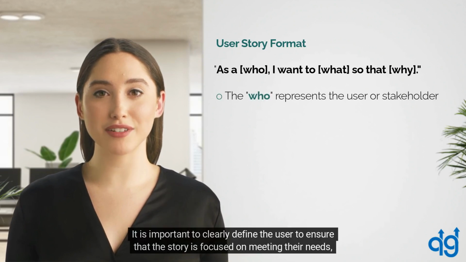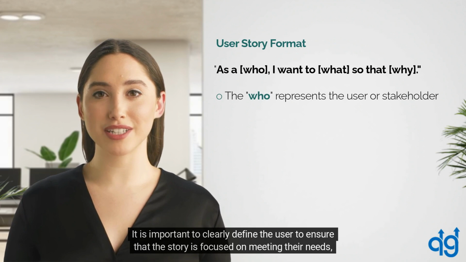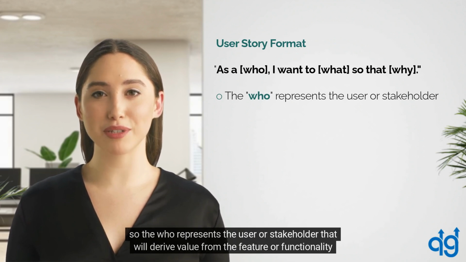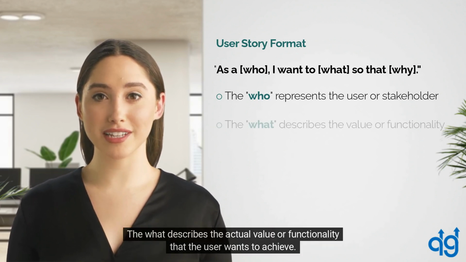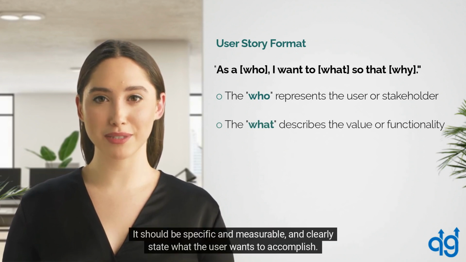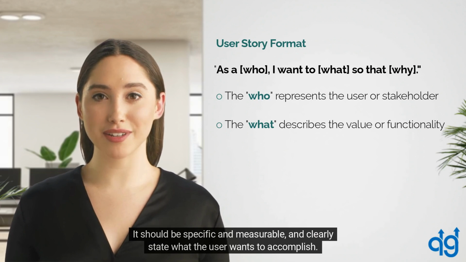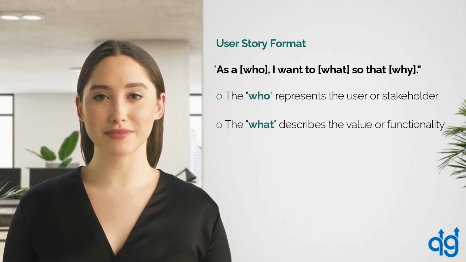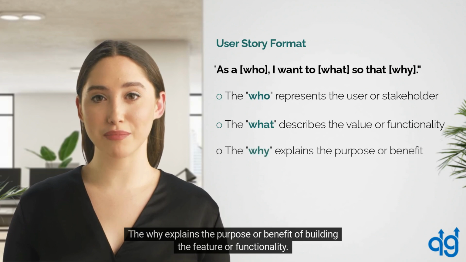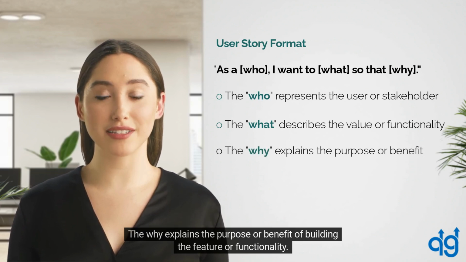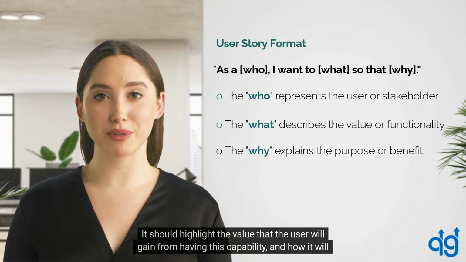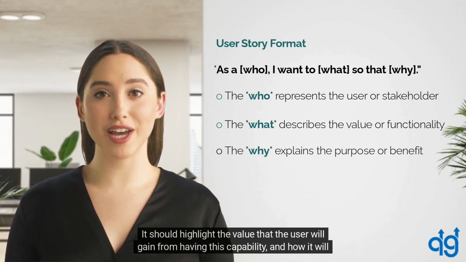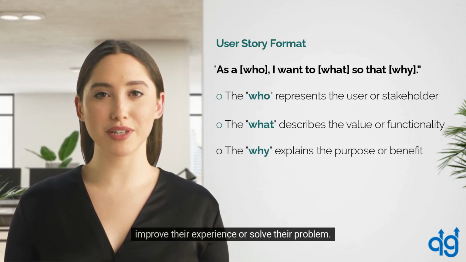It is important to clearly define the user to ensure that the story is focused on meeting their needs, so the who represents the user or stakeholder that will derive value from the feature or functionality being built. The what describes the actual value or functionality that the user wants to achieve. It should be specific and measurable, and clearly state what the user wants to accomplish. The why explains the purpose or benefit of building the feature or functionality. It should highlight the value that the user will gain from having this capability and how it will improve their experience or solve their problem.